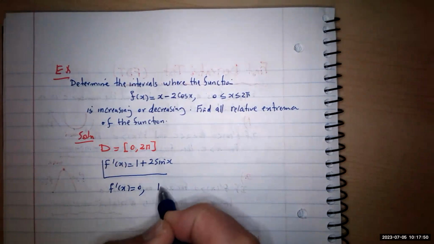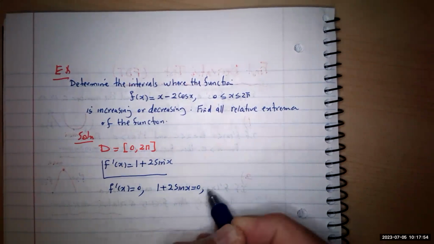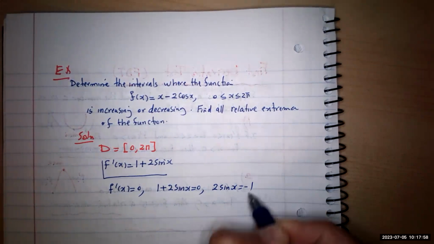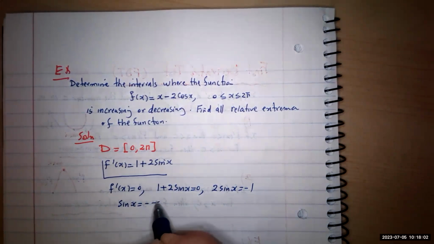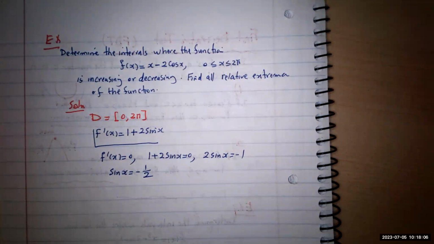Highlight it. Let it equal to 0. Then solve this equation carefully. 1 plus 2 sine x equal to 0. And you move the 2 sine x, move the 1 to the other side. So we get sine x equal to negative a half. Go to the table and find it. Unit chart.